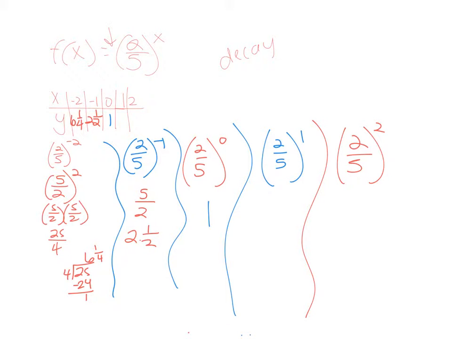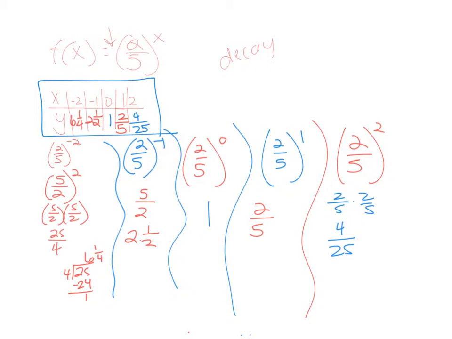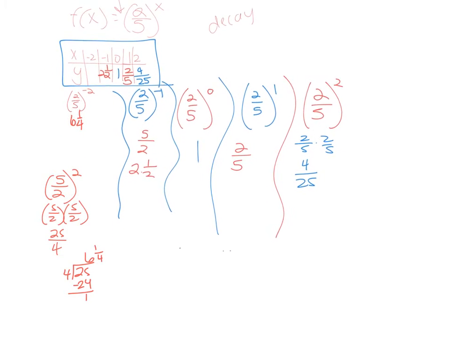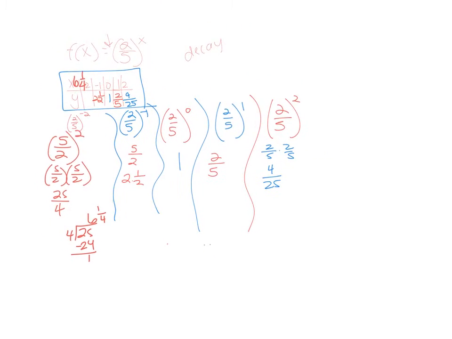2/5 to the first would be? Anything raised to the first power is itself, so 2/5. And then 2/5 squared would be 2/5 times 2/5, or 2 squared over 5 squared, which is 4/25. So now I've got my chart. Questions so far? How many of you have the chart right? Okay, good. Any questions on the chart before I graph it?